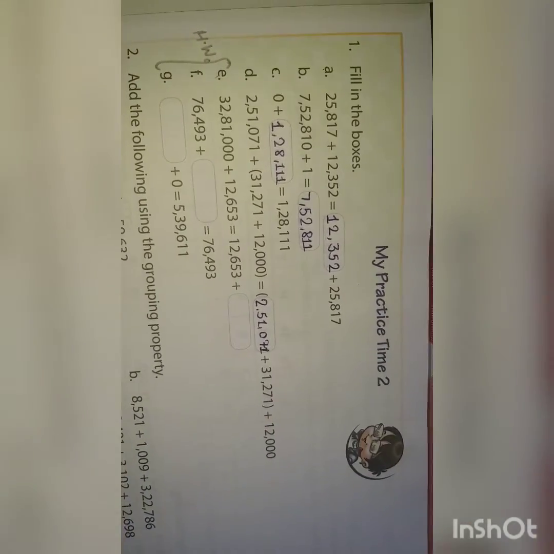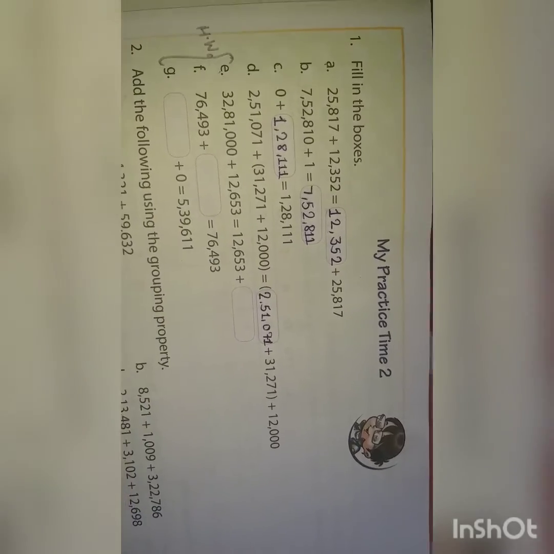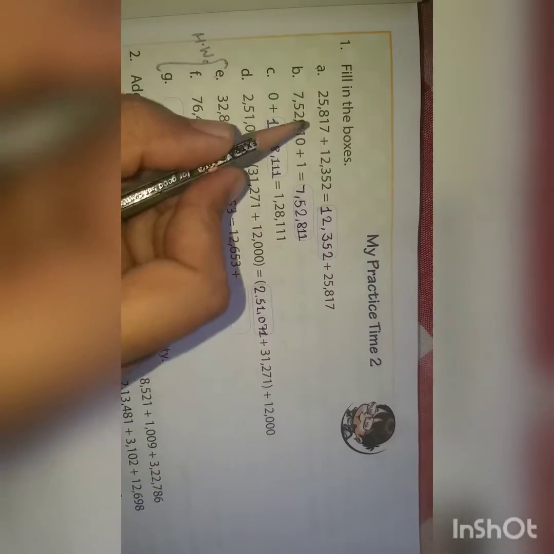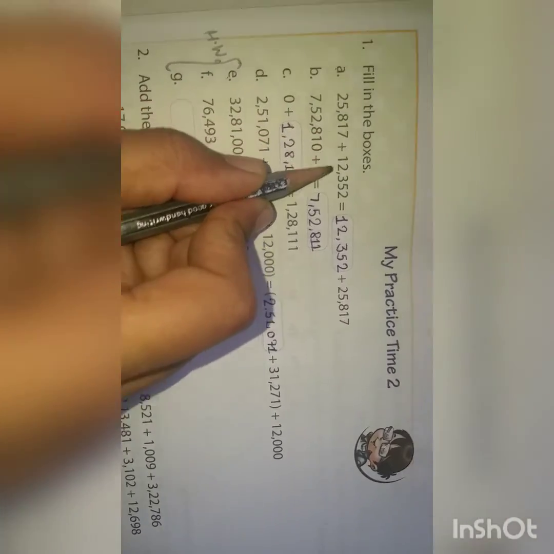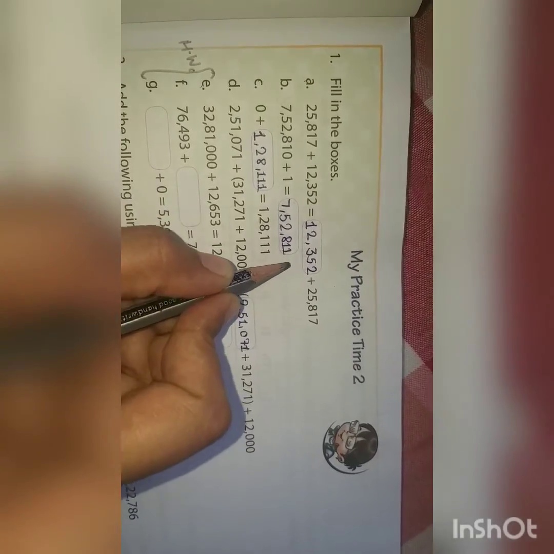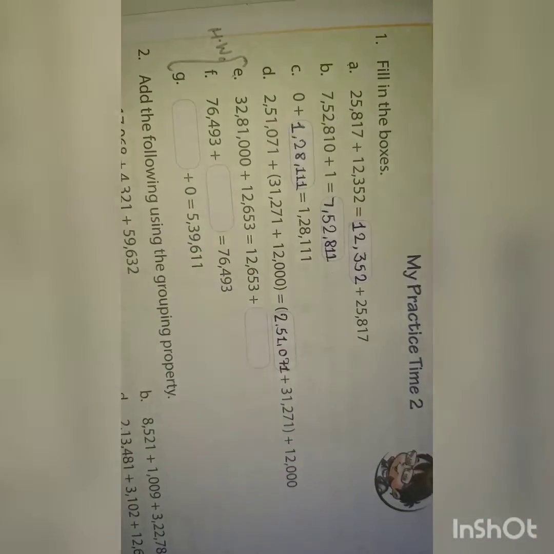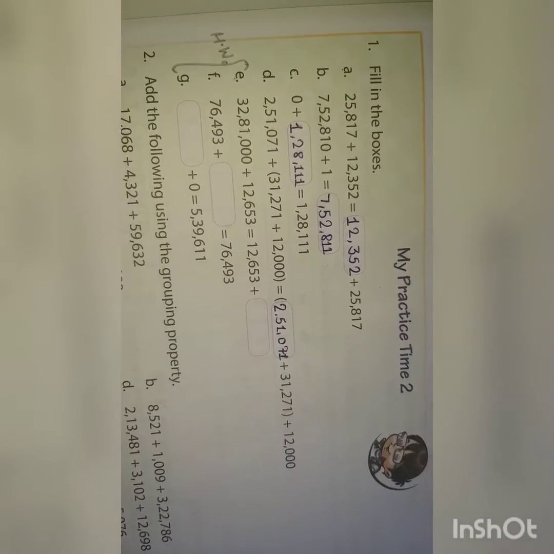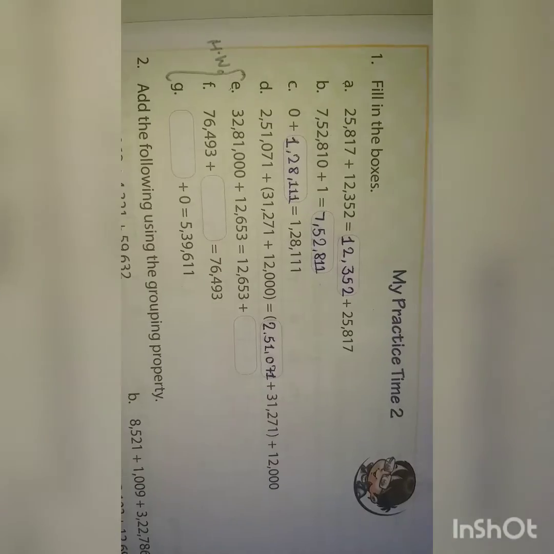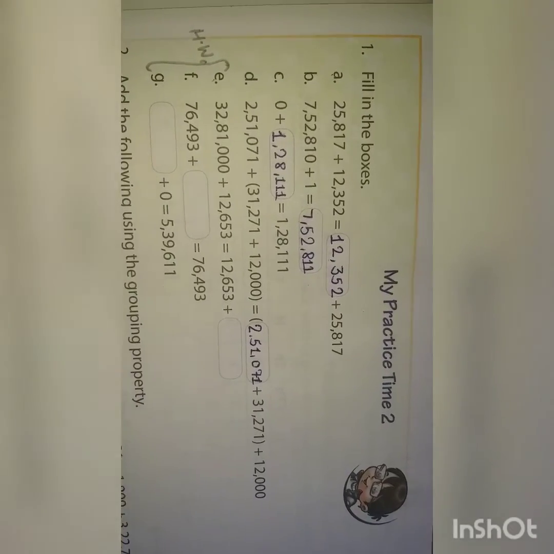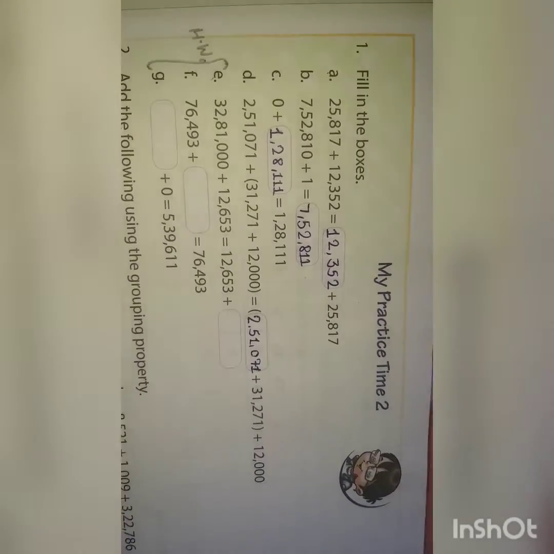So students, now the first question we can see is 25,817 plus 12,352 is equal to dash dash plus 25,817. So students, for this we can see that here only the order has been changed, right? Only the order of the number has been changed. So here we are going to apply our first property, that is order property.